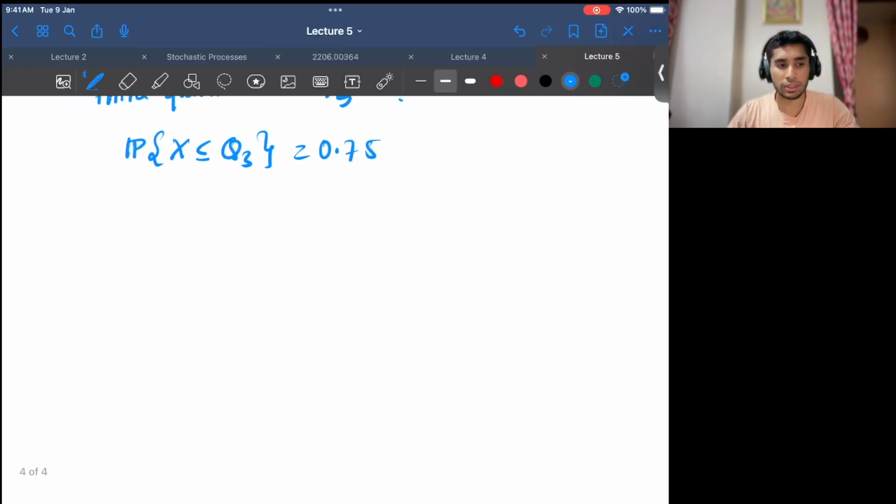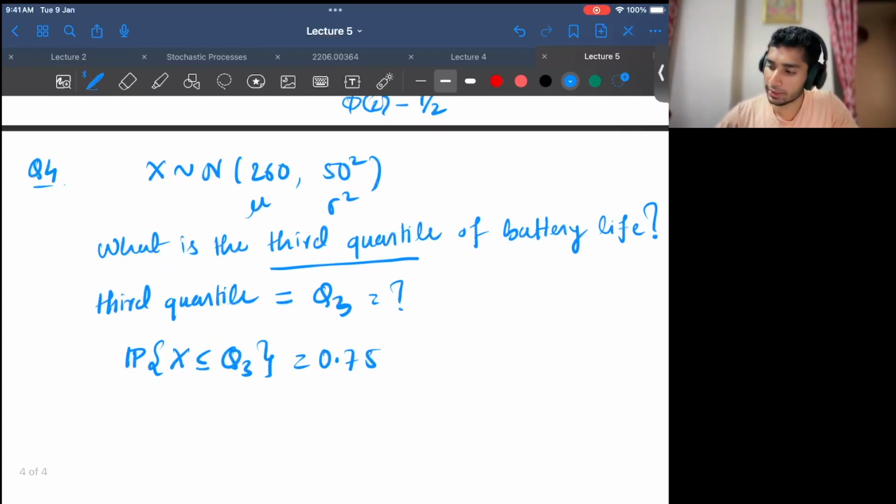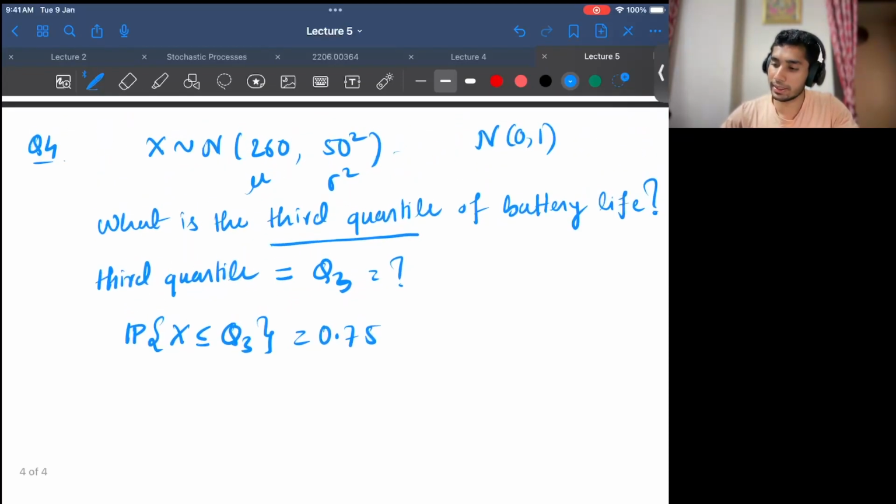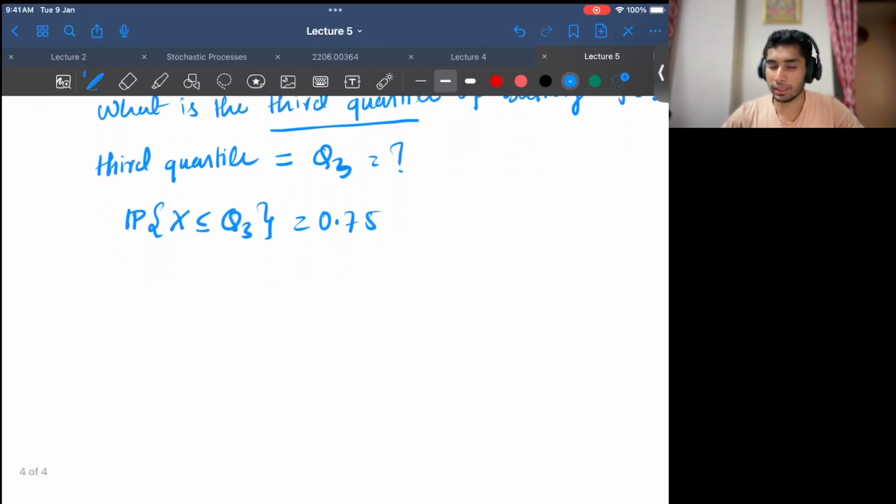So how do we go about this? Whenever we are asked something like this, we need to do one simple thing: go to the standard normal distribution. This is a normal distribution, but not the standard normal distribution, because the standard normal is normal 0, 1. We need to convert this to that. And the standard way to convert any normal distribution to standard normal is simply scaling and renormalizing. What does it mean?